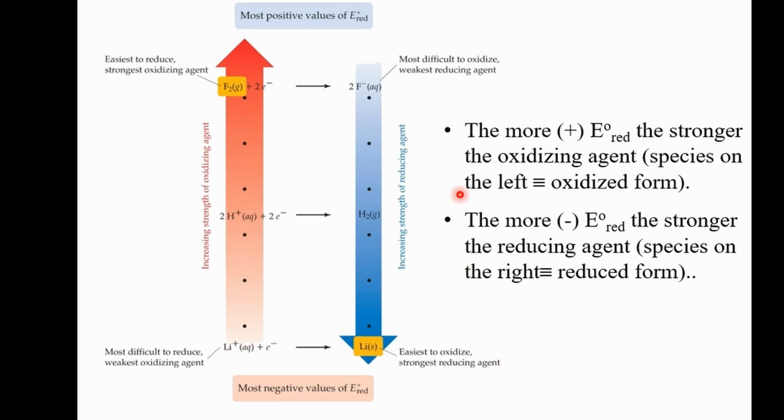Now with that, I'll read these bulleted points. The more positive the standard reduction potential, the stronger the oxidizing agent. We've got to realize we're talking about the species on the left, in the oxidized form. The more negative the standard reduction potential, the stronger the reducing agent, when we're looking at the species on the right. I could call fluoride anion a reducing agent, but it can't reduce anything because of where it's positioned. Like I can call lithium cation an oxidizing agent, but it can't oxidize anything.